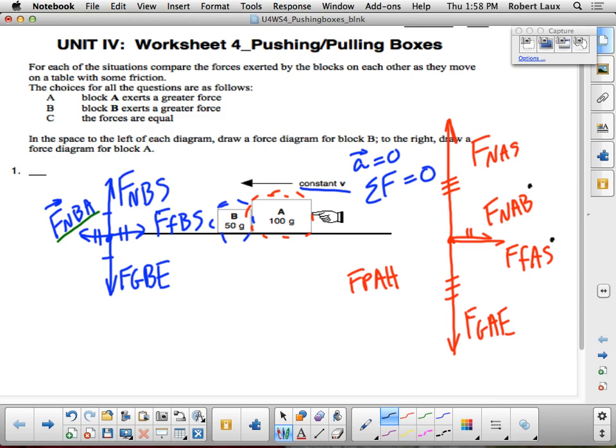So I'm going to go ahead and measure. Force of friction is this long. I'm going to add to that the force normal on A by B, which is this long, and you're telling me it has to be longer than that or the same size as the sum of those two? Same size, because the net force has to be zero.